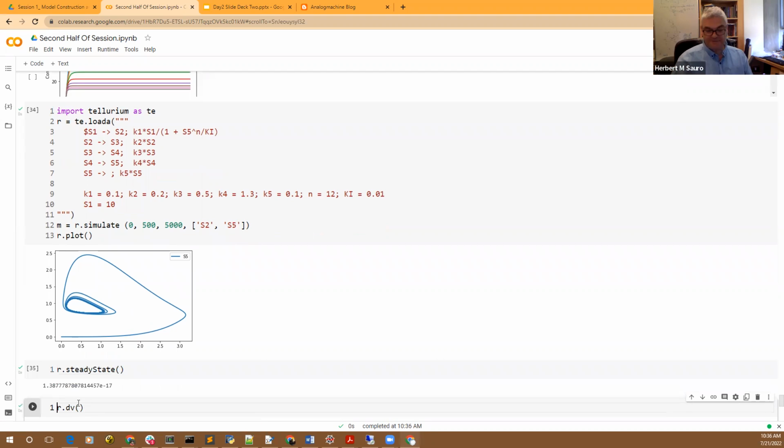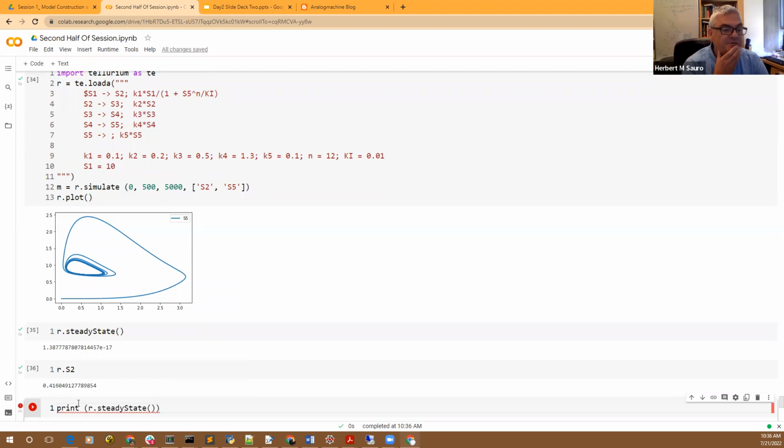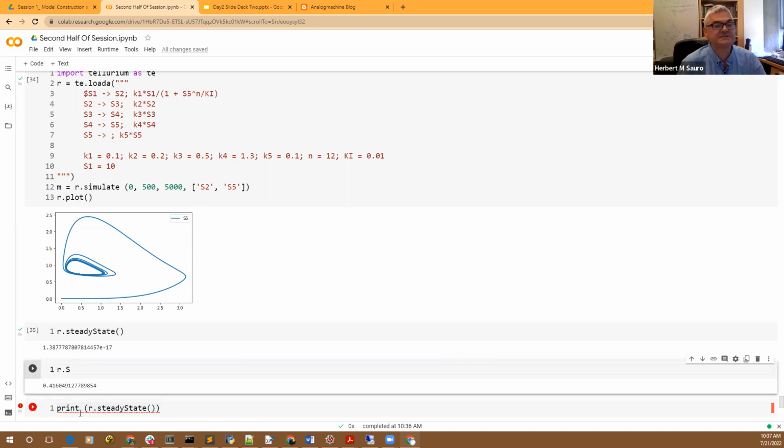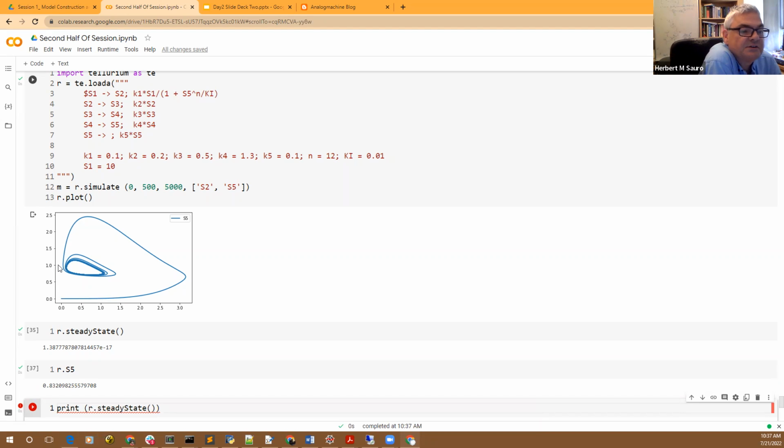Okay, look at that. It seems to have found a steady state. Let's have a look at the value for S2. It's 0.416. S2 here is on the x-axis, and 0.41 is roughly here. So it's definitely not on the cycle. It's somewhere inside the cycle. The same goes for S5, which is 0.83, and on the y-axis that is about here. That's also inside, so that's basically in the center of this limit cycle.